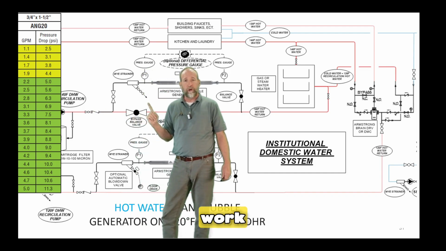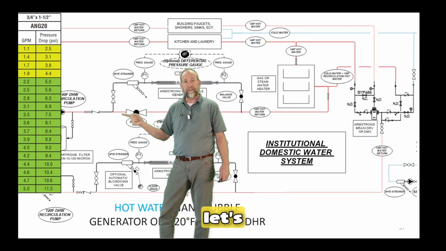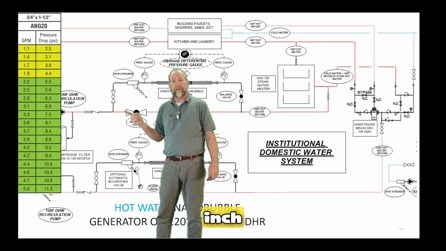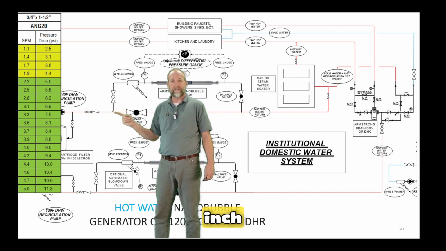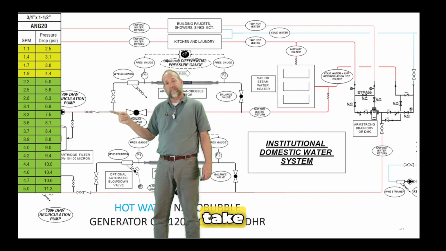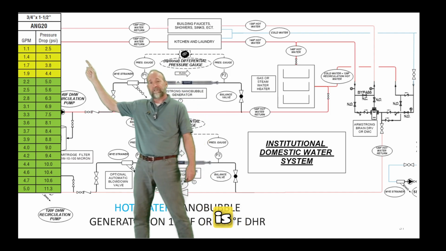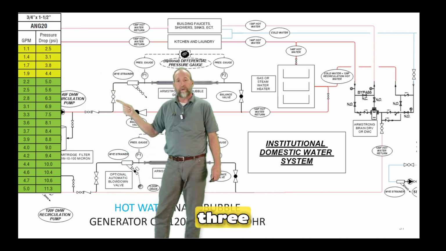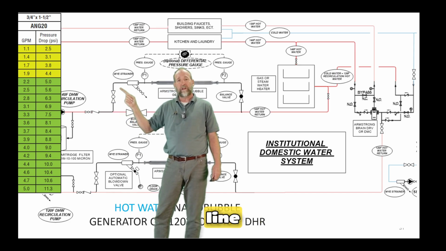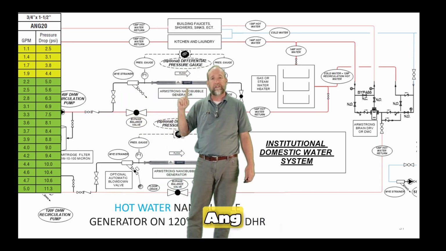The way this would work is we would put this balance valve in here. Let's just say that this was a 1.5 inch line right here, or a 2-inch line, and it's running at that. We would take a branch line here and go up here. This is a 3/4 inch. You can see up there, 3/4 inch. We'd run a 3/4 inch line over here, 3/4 inch through the ANG20.